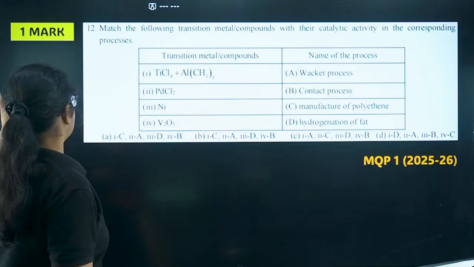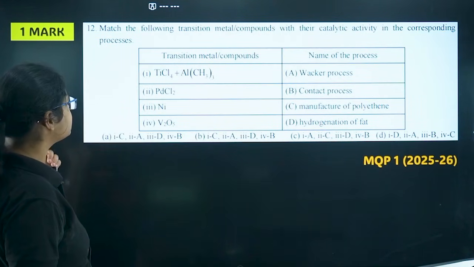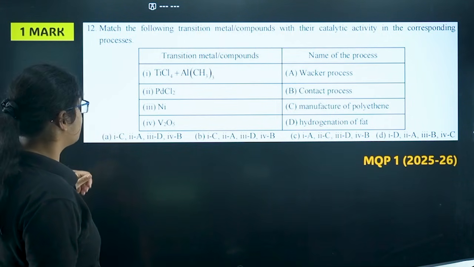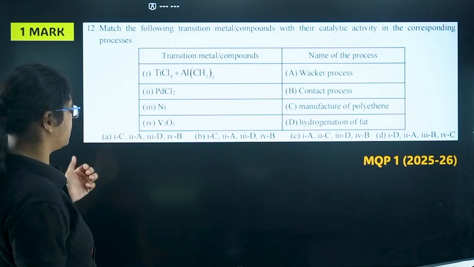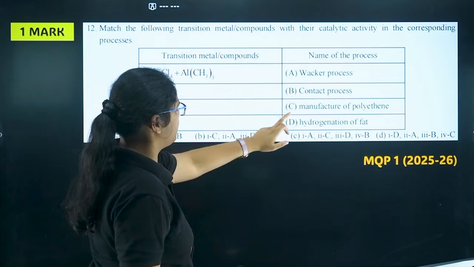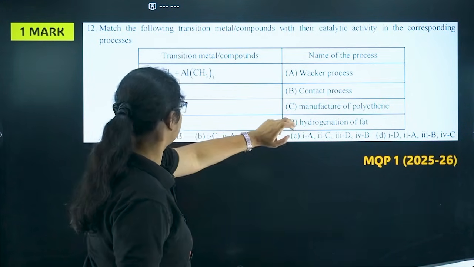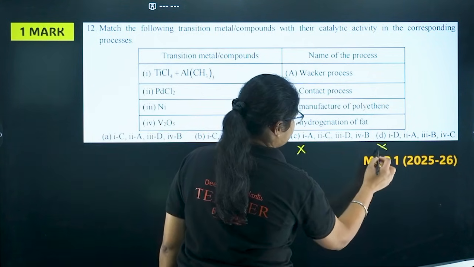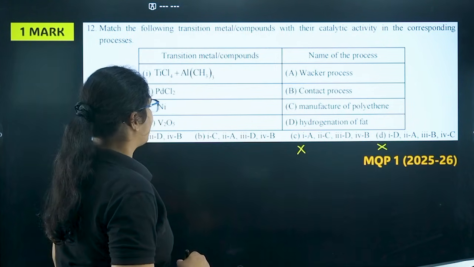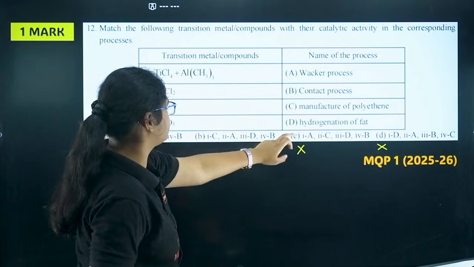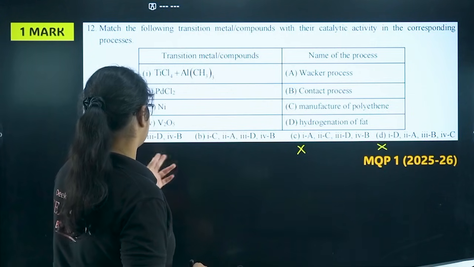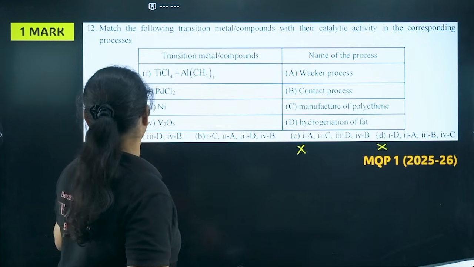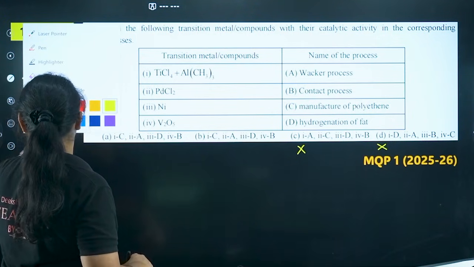Now for the next one, transition metals and their compounds are given, and we have to match them. We know TiCl4 and trimethyl aluminium are used in the manufacture of polythene, so 1 has to be C. There are 2 options with 1 as C, so I can eliminate the other 2 options. Next, nickel can be used in the hydrogenation of fat, so 3 is D. In both the options 3 is D, and 4 is B in both the options. So the only thing we need to find out here is 2.